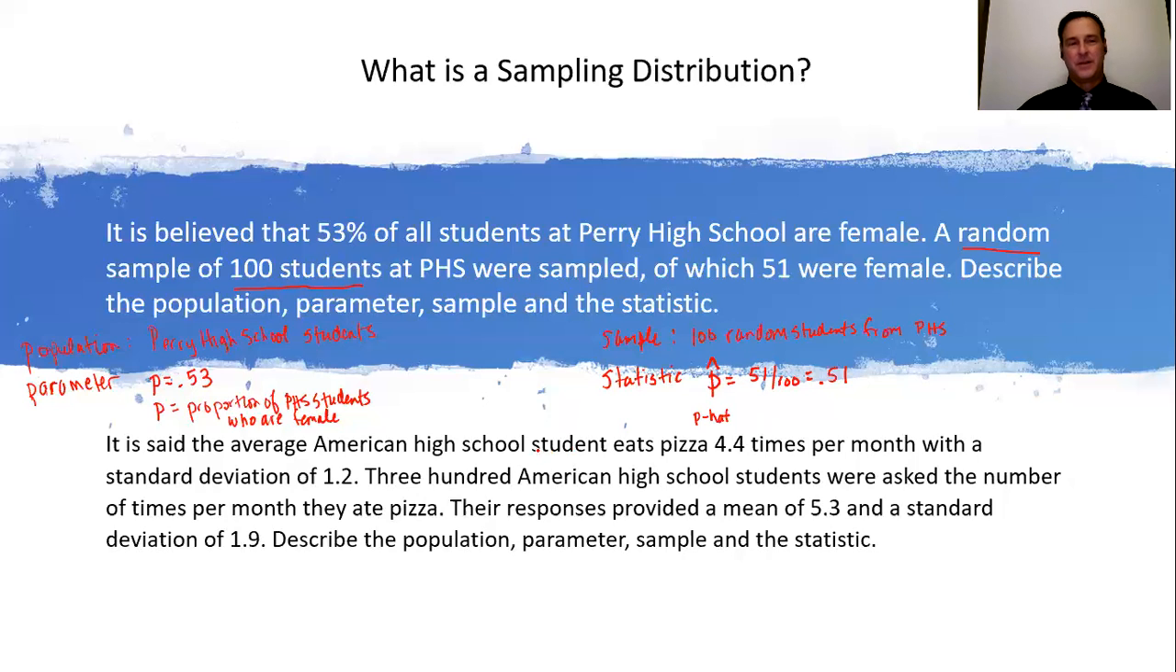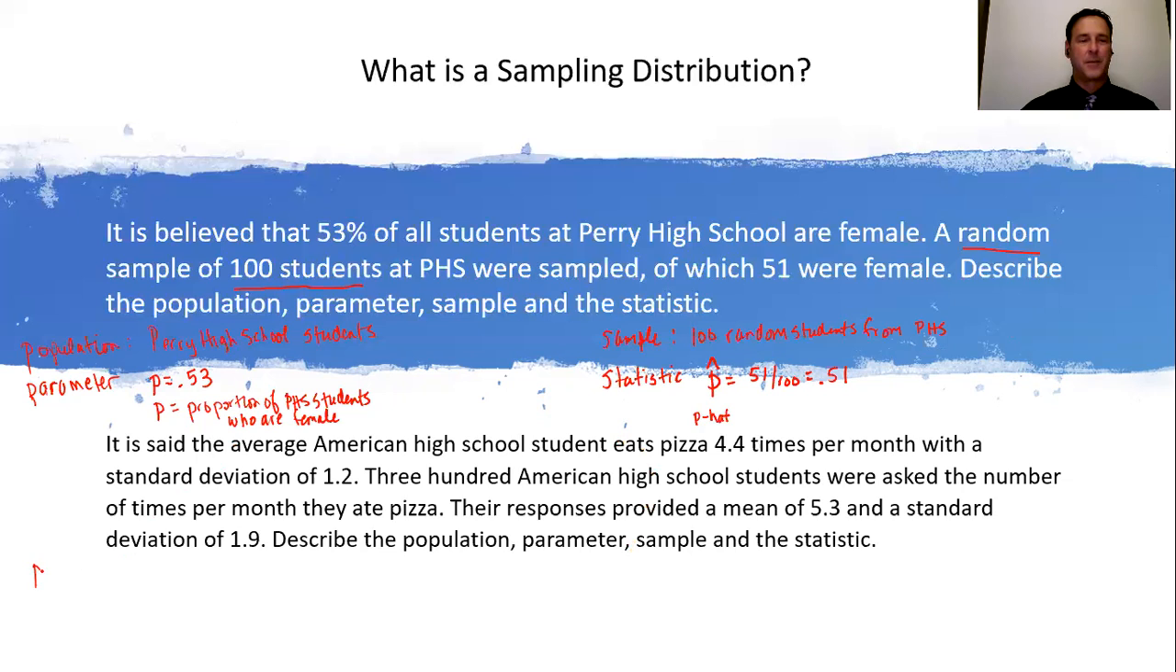The second one says, it is said the average American high school student eats pizza 4.4 times per month with a standard deviation of 1.2. 300 American high school students were asked the number of times per month they ate pizza. Their responses provided a mean of 5.3 and a standard deviation of 1.9. And again, we're asked to describe the same four things.